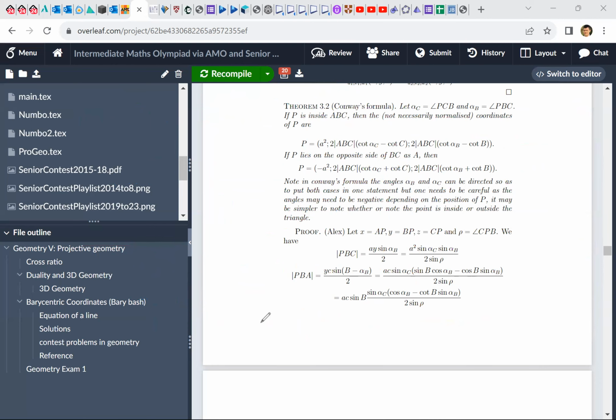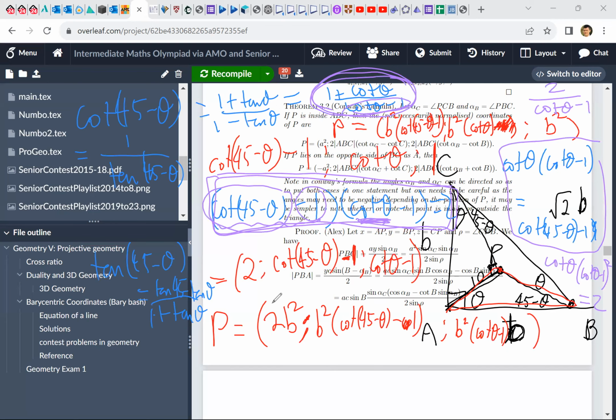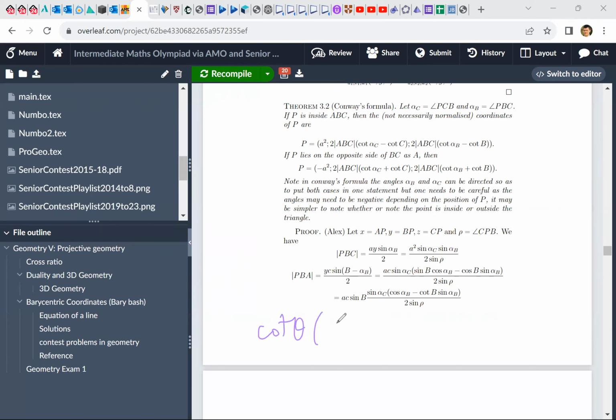Okay, so the Andy question is... wait, let me just undo and see what that is. Cot theta times (cot theta minus 1) all squared equals 2. Solve this equation. What's cot? It's 1 over tan. Isn't that the equation we had before? Is that the other one? Yeah.